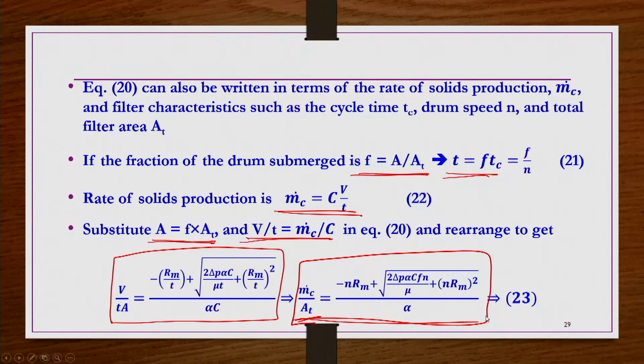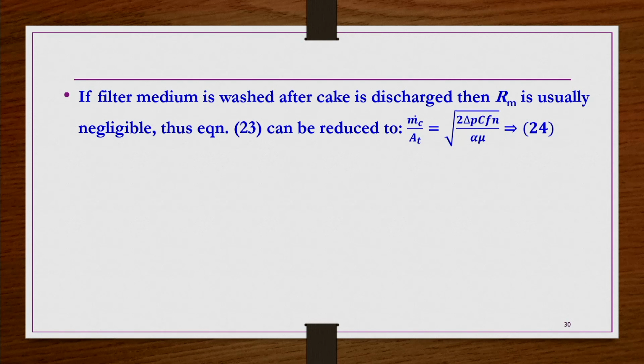This is a much more convenient form of the equation to be used for continuous filtration processes, because in general in continuous filtration the m dot c or n, f etc. are available rather than V and t. If the filter medium is washed after the cake is discharged, then whatever the filter medium resistance Rm is there is usually negligible. Then from equation number 23, if you strike off the Rm terms, you will have m dot c by A t is equal to square root of 2 delta p c f n by alpha mu.